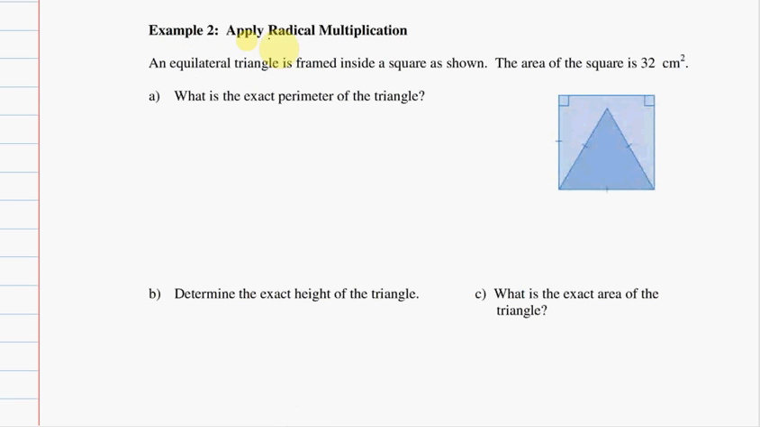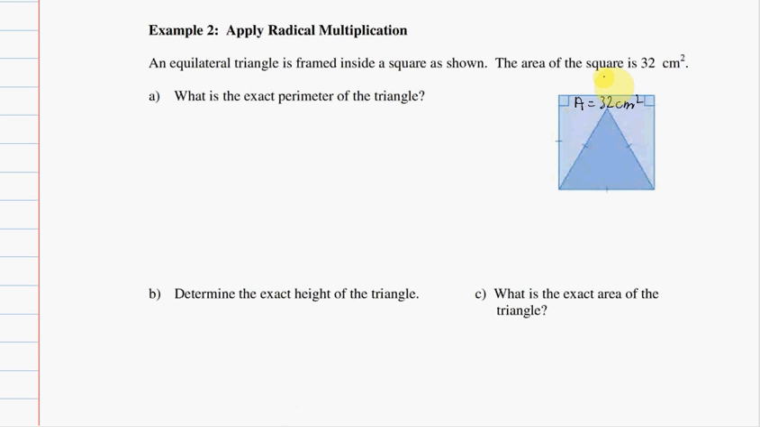So we're going to apply radical multiplication. We have an equilateral triangle that is framed inside a square as shown. The area of the square is 32 centimeters squared. Okay, so the first thing that we want to work out is the exact perimeter of the triangle.